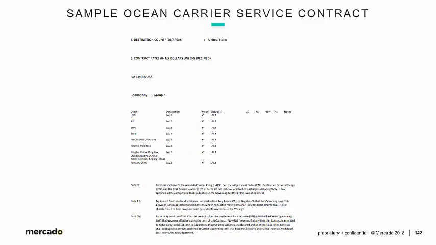Because out in the real world, we said this previously, an ocean carrier could say, yeah, we'll honor the contract, but your containers aren't going to move. Or we're not even going to give you equipment. That's the reality of dealing with ocean contracts. We have to pay a lot of attention to that as the BCO.